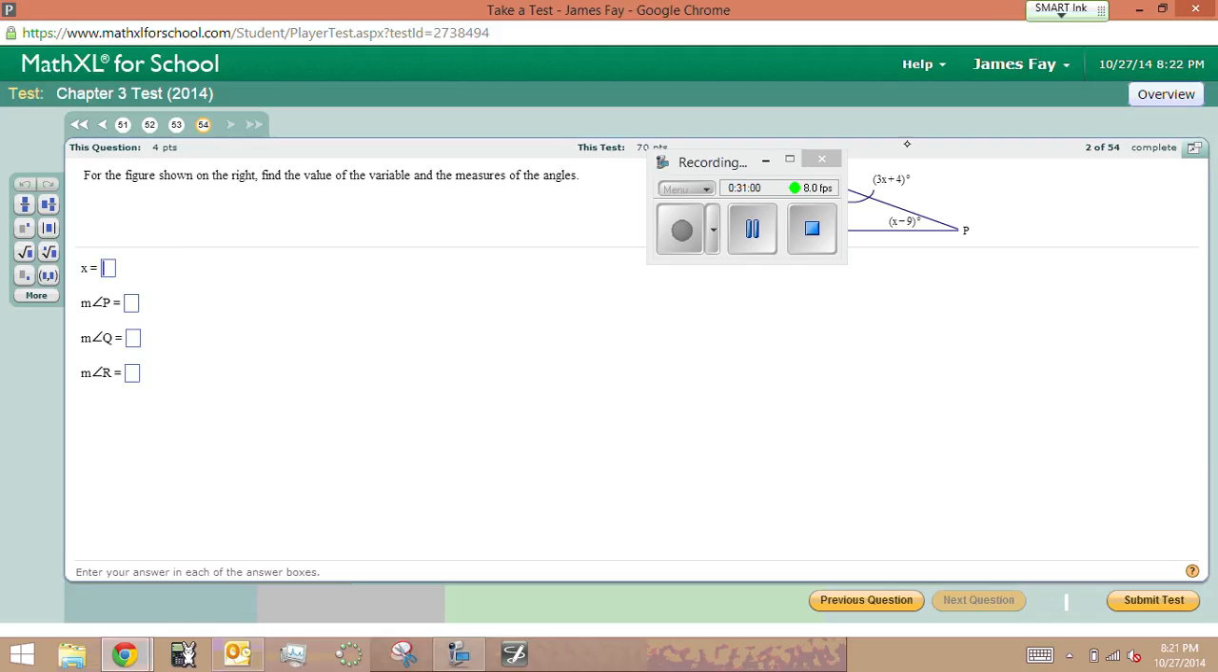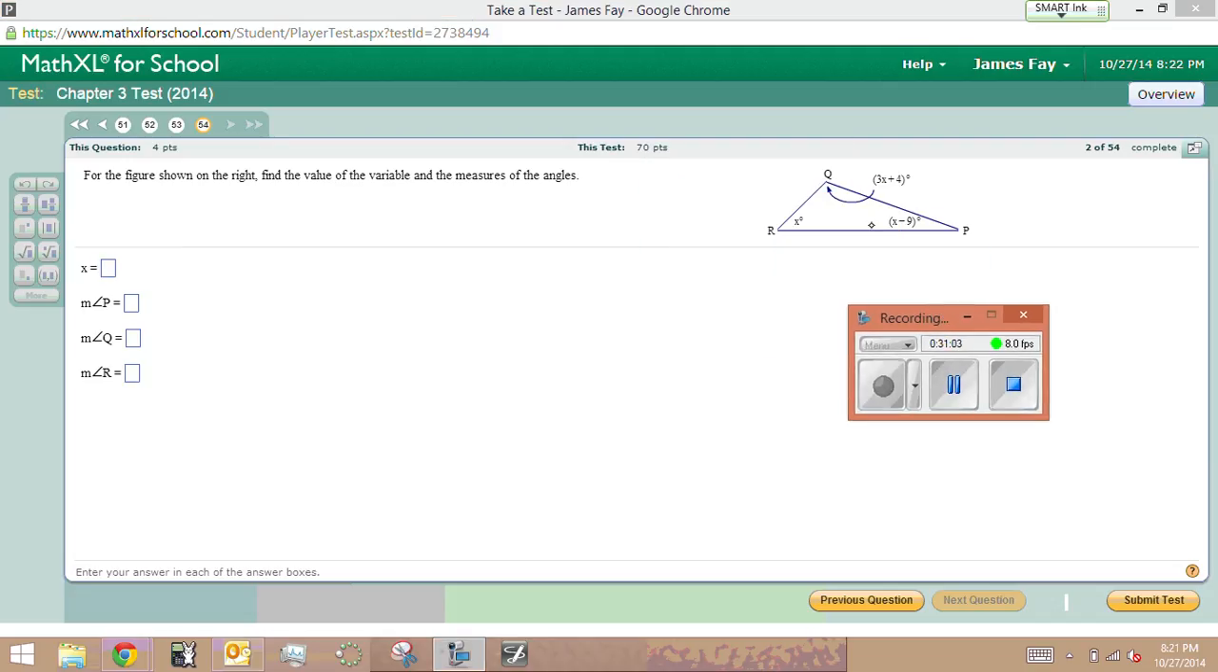And the final question asks us, for the figure on the right, to find the values and the measures of the angles. So there, triangle angle sum theorem again. So we're going 3x plus 4 plus x minus 9. Those should all add up to 180. I'm now going to get 3x plus x, that's 5x. 4 minus 9 is negative 5, equals 180. I'll add 5 to both sides. I get 5x equals 185. So that's going to be 37. Okay, so x is 37.